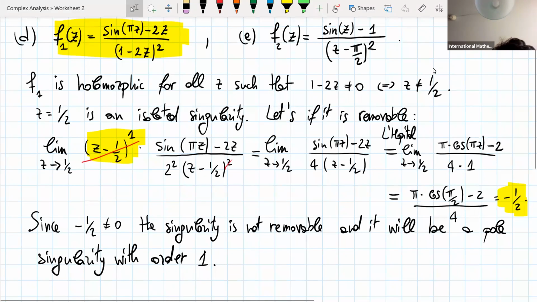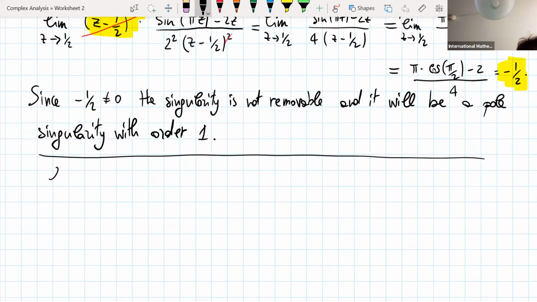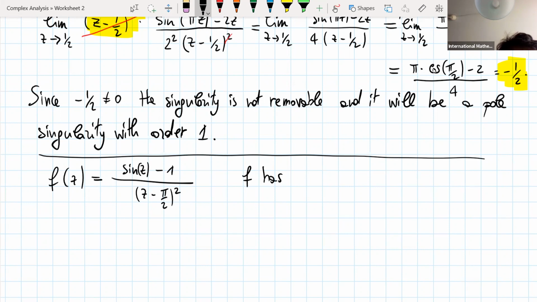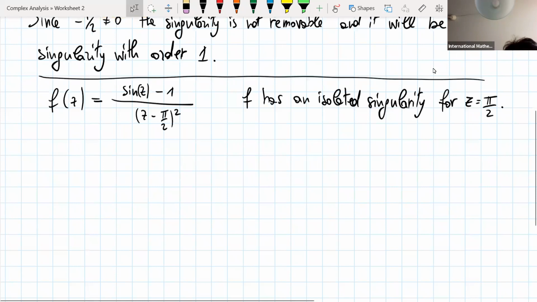Here the computation is very similar. So the function f of z is equal to sine of z minus 1 over z minus pi over 2 squared. So here we see that f has an isolated singularity for z equal to pi over 2, because it is when the denominator vanishes. So once again, let's see if this is a removable singularity.